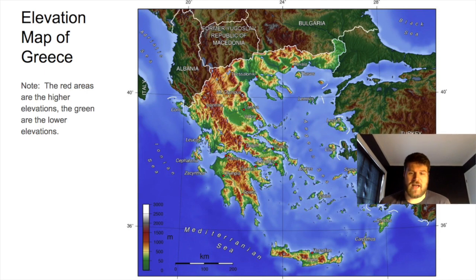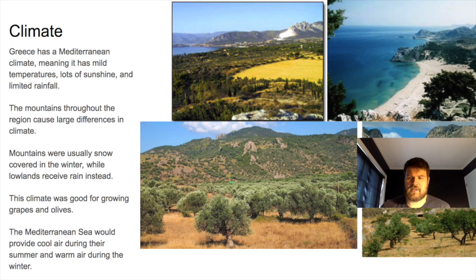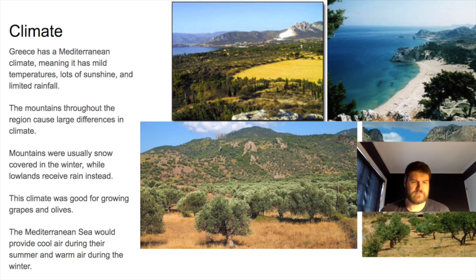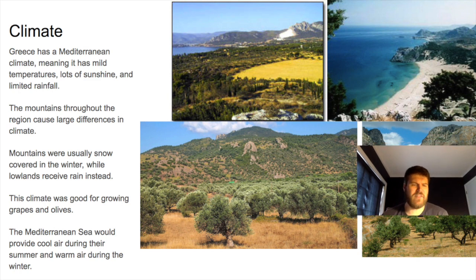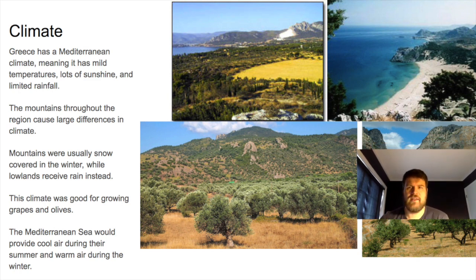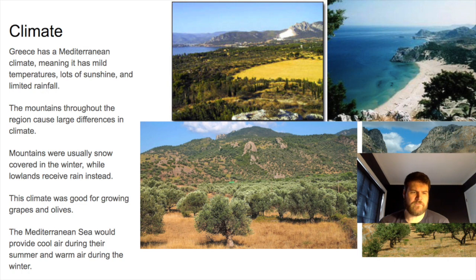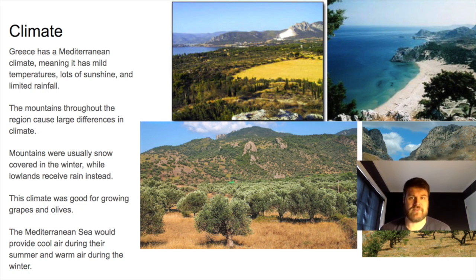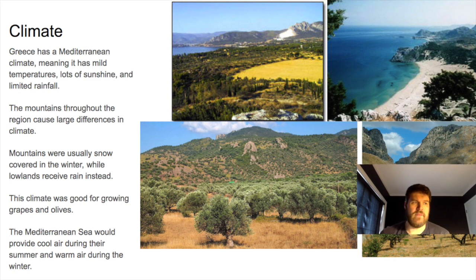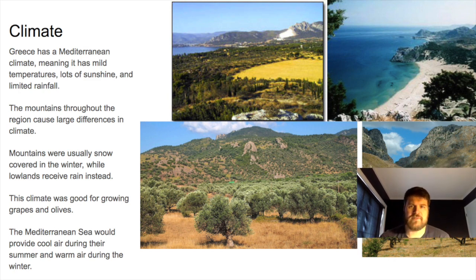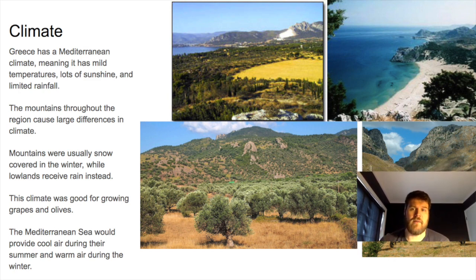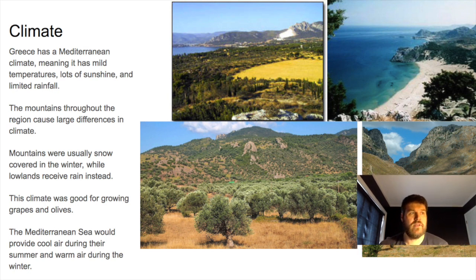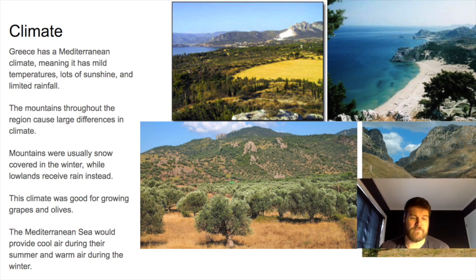Again, back to the climate. Here's some pictures that give you an idea of what it looks like in Greece. The Mediterranean climate, it's mild temperatures, lots of sunshine, limited rainfall. You do get different seasons, but they're not like what we have in central New York. In the winter months, the mountains, some of them will have snow caps, and then in your lower elevations, that snow will pretty much turn to rain.